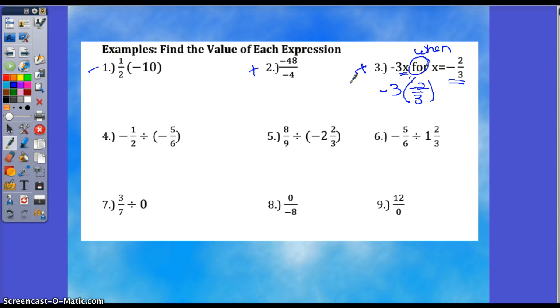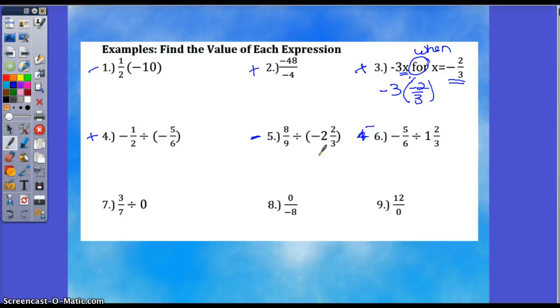For number 4, a negative divided by a negative, my answer is going to be positive. A positive divided by a negative is a negative. Negative divided by a positive is, oh sorry, is a negative. 7, 8, and 9 we'll get to in a minute.